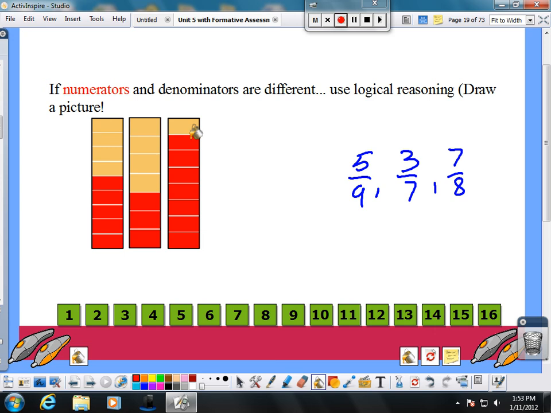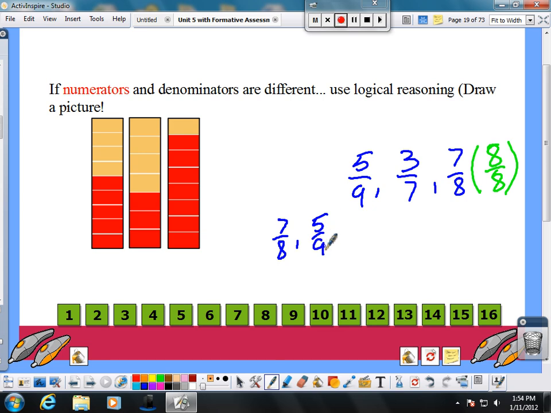All right, now when we first started, I did say, hey, 3/7, the smaller the denominator, the larger the piece, which is true. However, when we're looking at these, 7/8 is almost 8/8. It's very, very close to 8/8. And we know that 8/8 is equal to 1 whole. So that is going to be my largest fraction. 7/8 is the largest. Then the next largest is going to be 5/9.